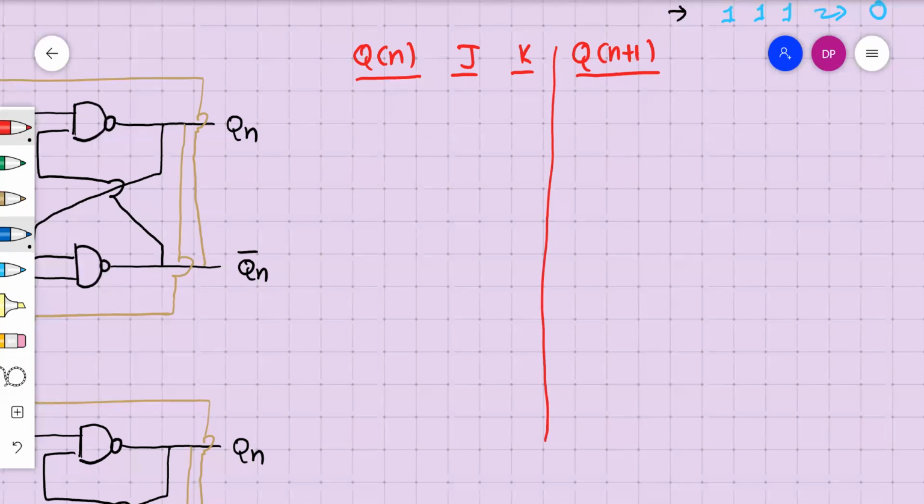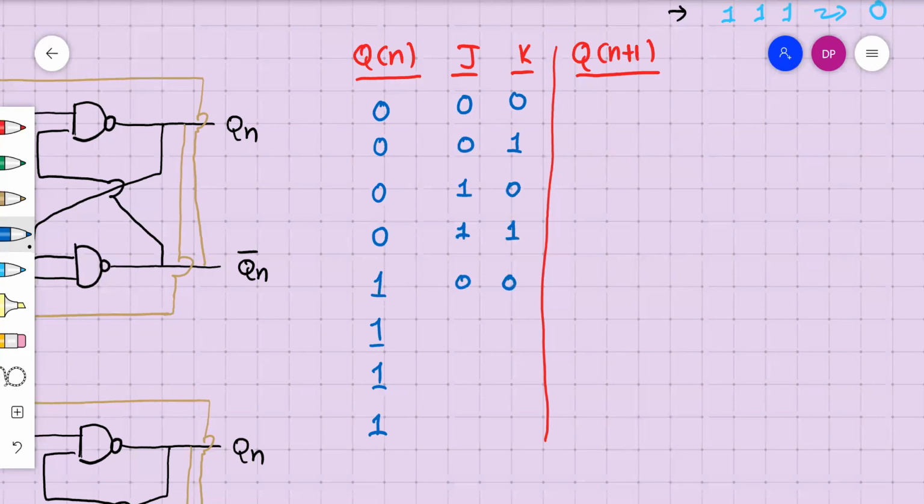So if 3 variables are there, how many combinations will I have? Let's say the present output Qn is 0, or the present output will be 1. Considering the present output as 0, the input combinations can be 0 0, 0 1, 1 0, 1 1. Similarly here also the input combinations will be 0 0, 0 1, 1 0, and 1 1. Now let's fill the output Qn plus 1.